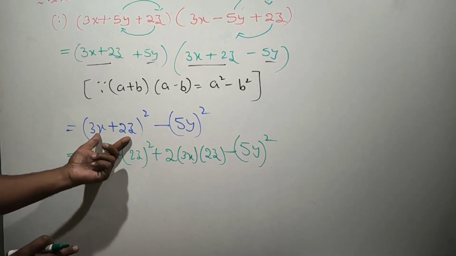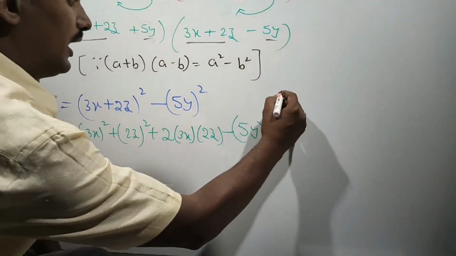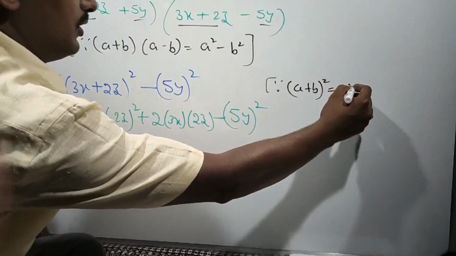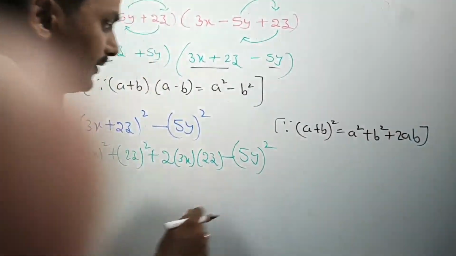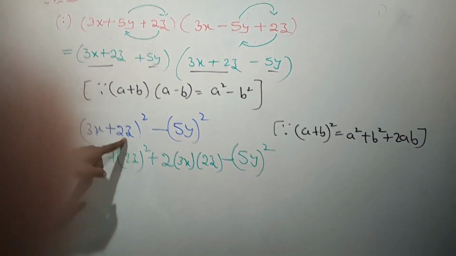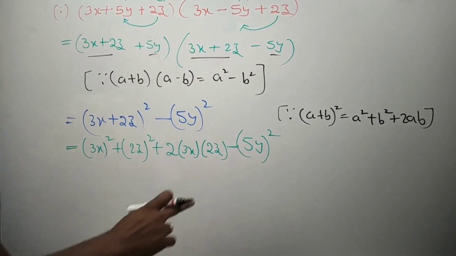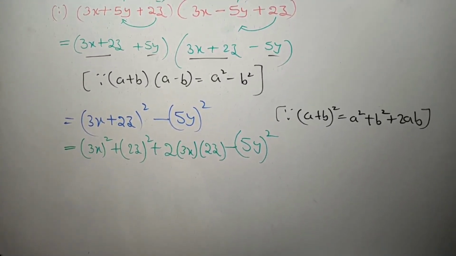Understanding, this one I expanded by using the A plus B whole square identity. I will write this one also. I am using the A plus B whole square identity is equal to A square plus B square plus 2AB, children. A value 3x, B value 2z. A square plus B square plus 2AB minus this term as it is. Now I am doing simplification.